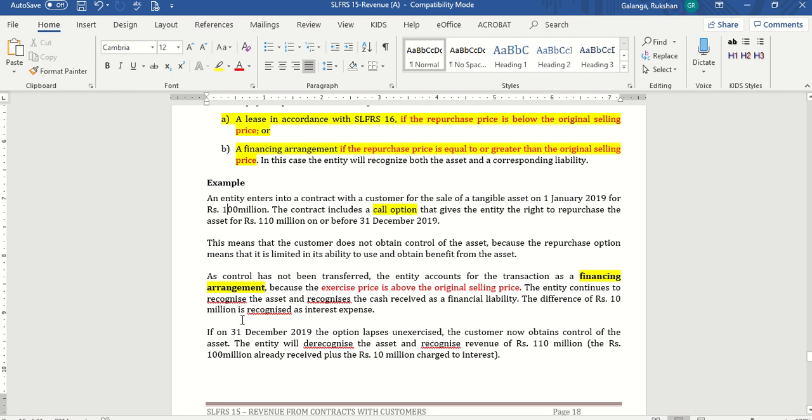The difference of 10 million is recognized as an interest expense. If on 31st December 2019 the option lapses unexercised, very well, අපි මේ option එක ගත්තේ නැත්තම්, the customer now obtains control of the asset, the entity will de-recognize the asset and recognize revenue of 110 million. That is the 100 million already received plus 10 million charged to the interest. So how they recognize that? Very වෙලාවත් මේ option එක අපේ විකුණපු company එක exercise කරේ නැත්නම් control එක මාරු වෙනවා කාටද? customerට ඒ දවසට පුළුවන් මේ revenue එක recognize කරගන්න in the financial statements.